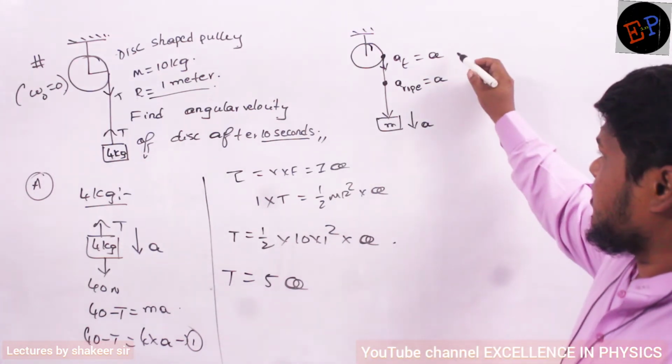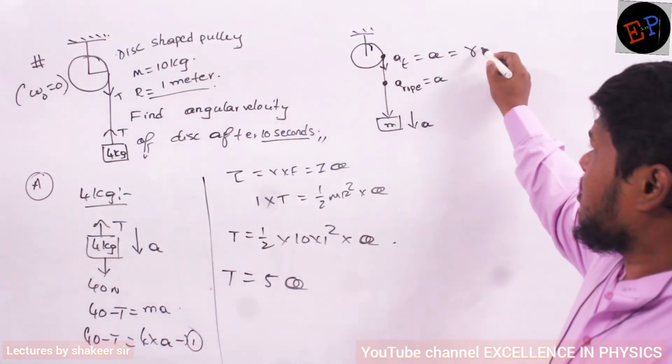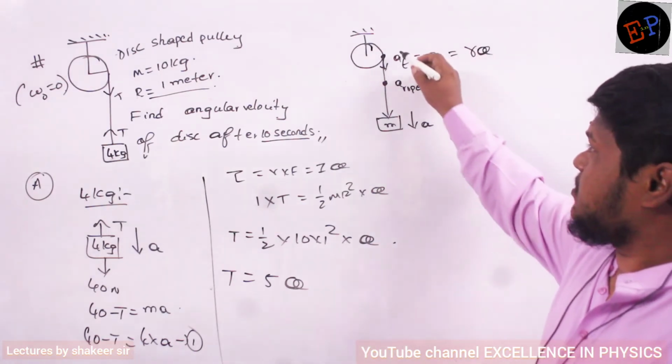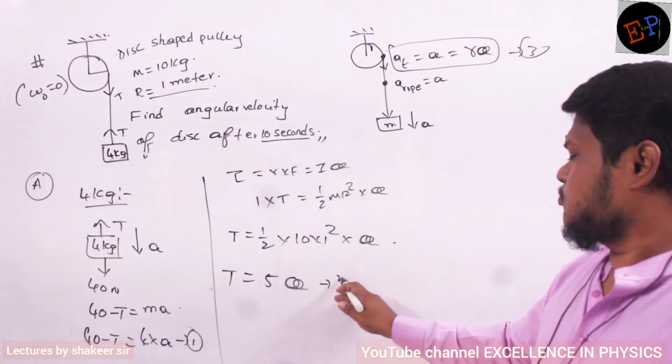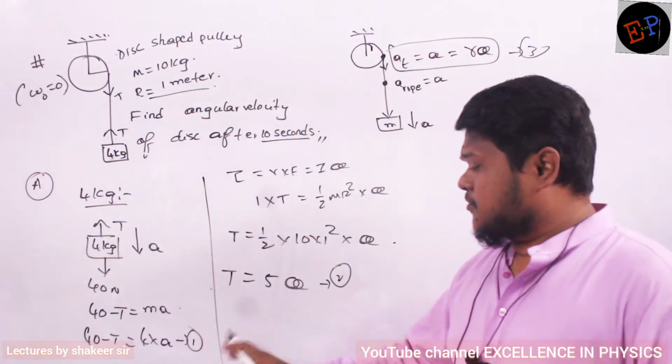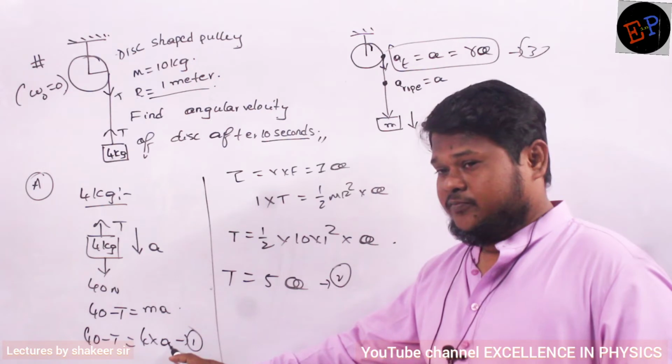Okay. And what is the equation of tangential acceleration? R into alpha. So this is my third equation. Equation number 3. This is my equation number 2. Clear? From both of them, I am supposed to find out the A value.